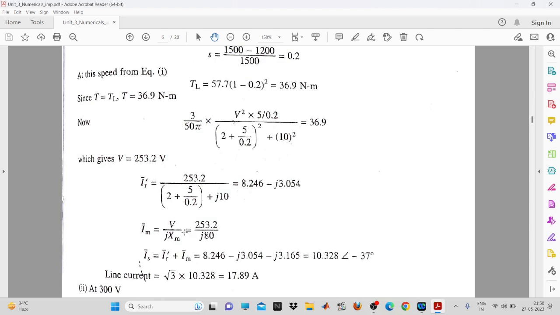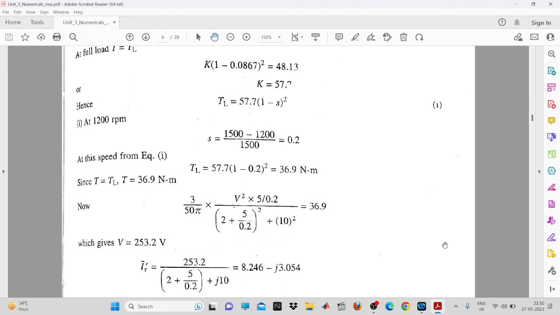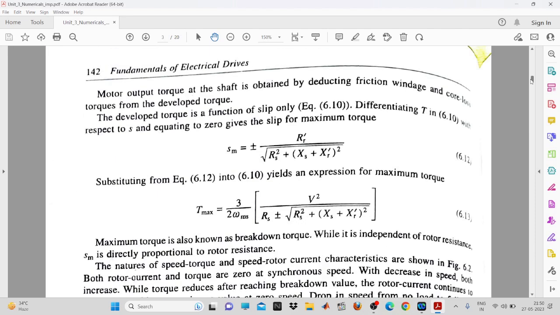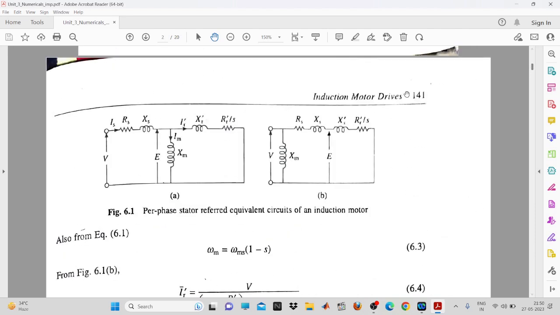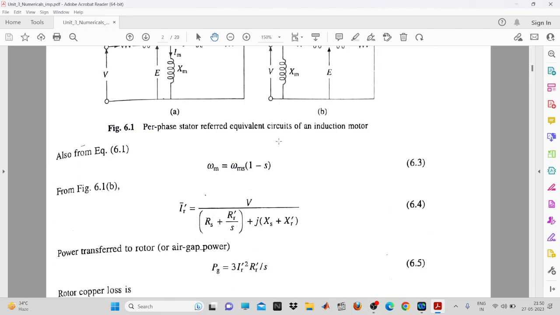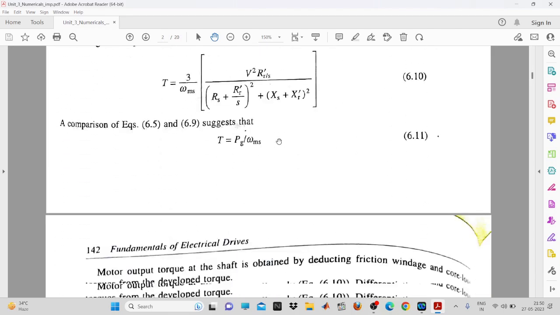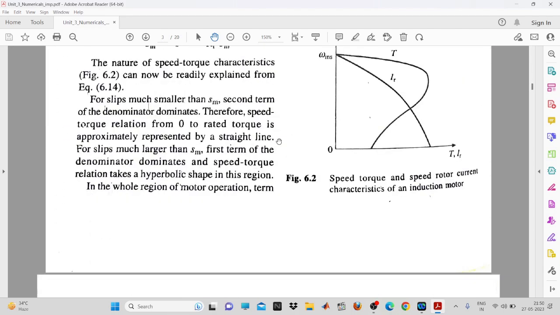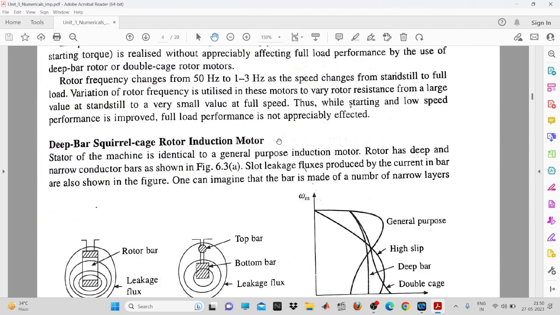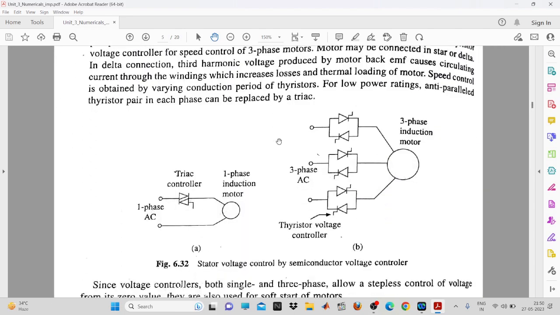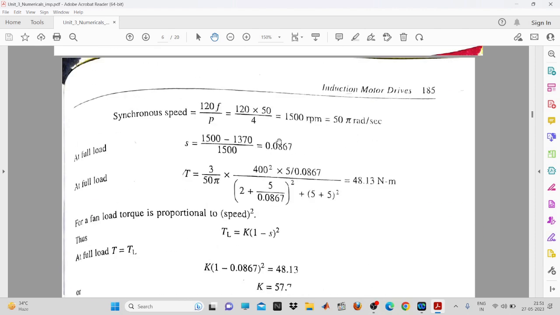So Im will be equal to, what is Im? Just V upon jXm. What is Im now? I think everyone is asking about Im. Im is the current which is flowing through the air gap, and V is the applied voltage across the air gap. So simply you can calculate, because we have assumed that our air gap has only the reactive part. Only reactive power is required to magnetize the air gap. You don't require the real power.